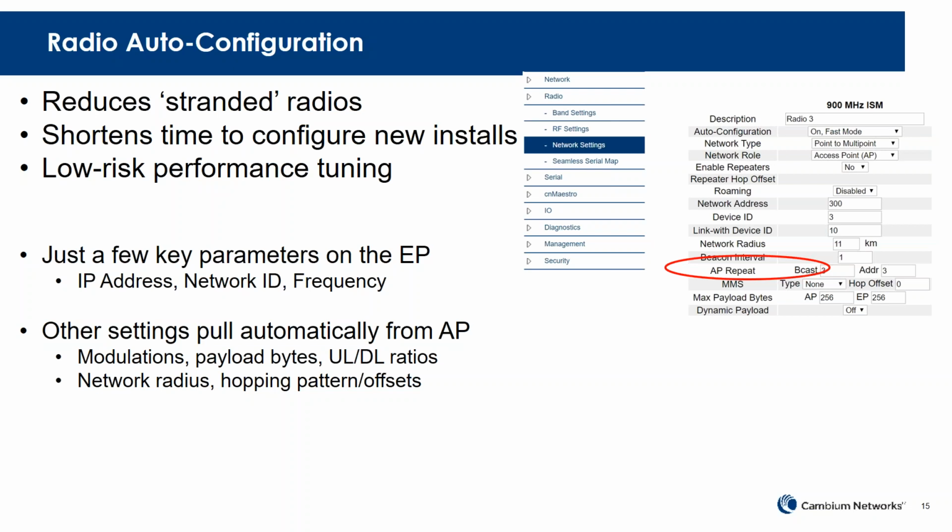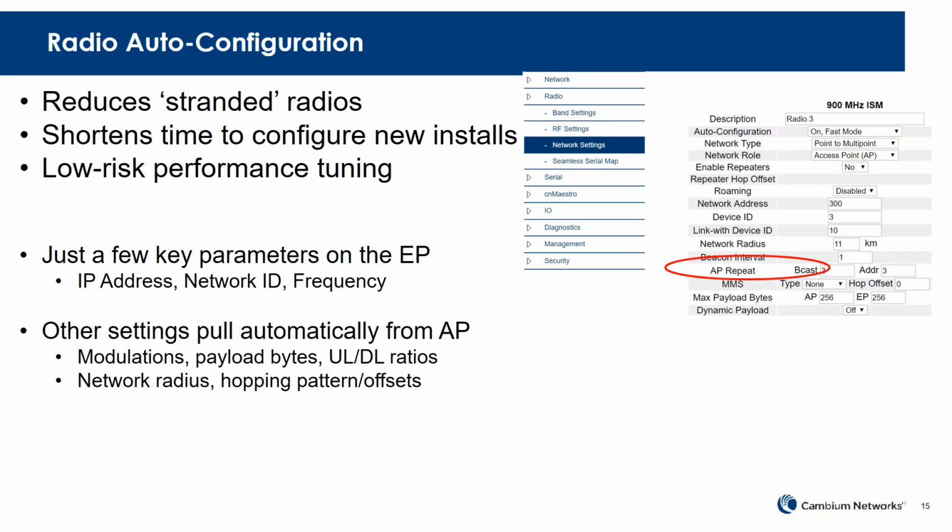The way this works is you set the access points and the endpoints into auto configure mode. And then on the endpoint, I only have to put a few key parameters. I just have to put the IP address, the network ID, and the frequency. If I'm running in a licensed band, I put the frequency that I'm authorized to run on. And if I'm in the ISM band, I just put the 900 megahertz frequencies that I'm running my system in. So that's all you have to do.